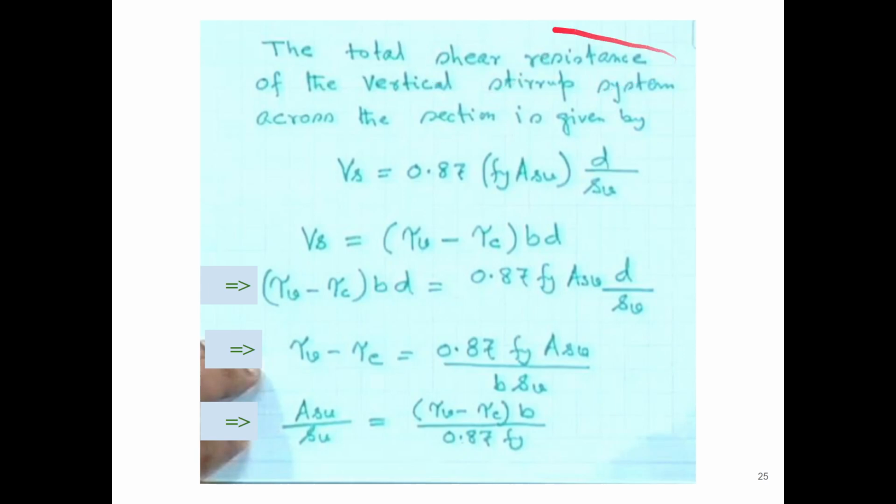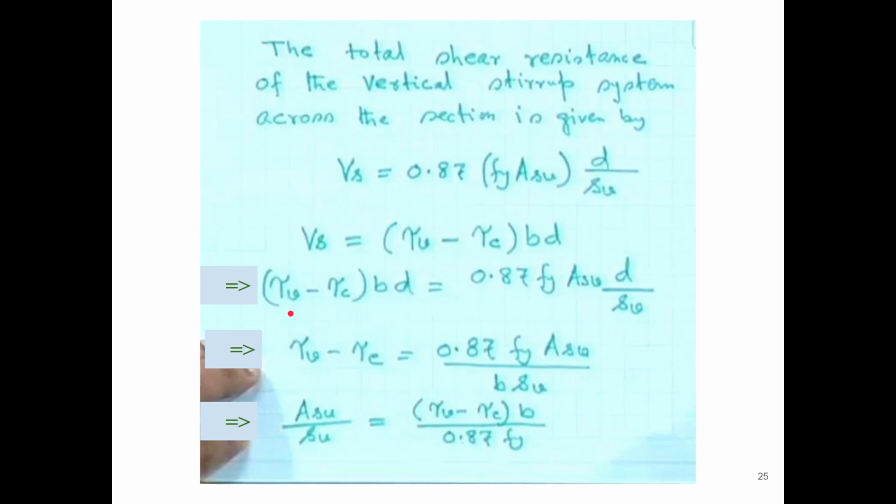So how will we find the extra shear resistance required? We just need to subtract the shear strength of concrete from the design shear stress required. If you subtract the tau v minus tau c value, you will get the tau s value. That is the required shear strength for the stirrups. So Vs is equal to (tau v minus tau c) into bd, and Vs can be written both like this and like this.